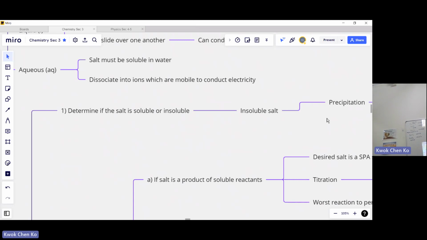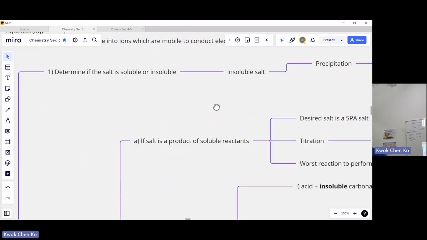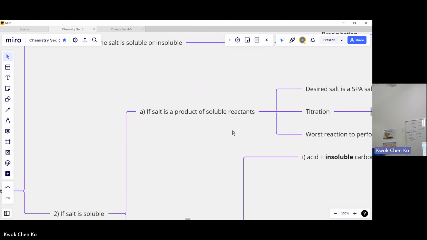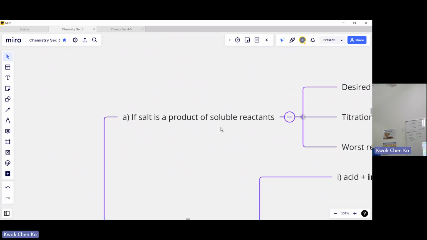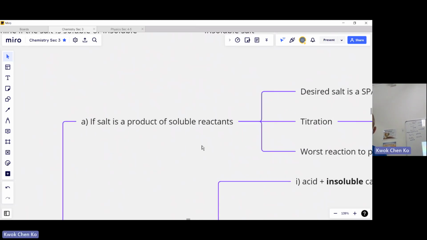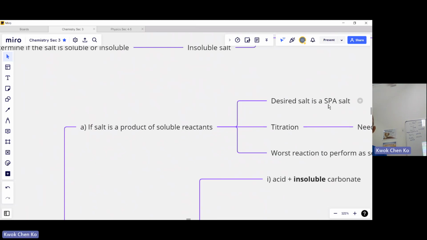But if the salt you want is soluble, oh, okay, then it's going to be a bit more troublesome. So if your salt is soluble, for example, they ask you to prepare this salt. Can you use precipitation? Cannot. So look at the next method. Is it a spa salt?